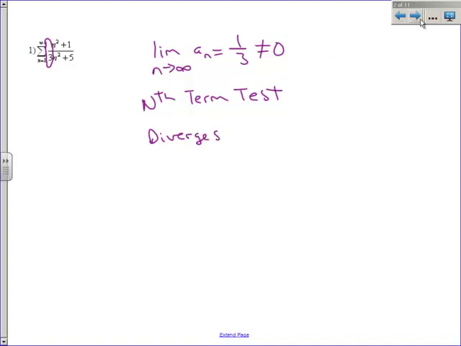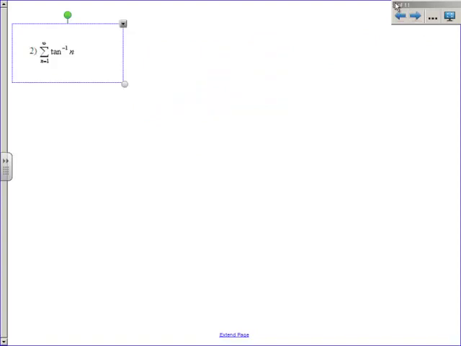All right, so let's go to number 2. You were only supposed to tell me if the nth term test applied or not. And if not, you were supposed to see if you could figure out what they converge to. But that was just a little gravy, a little bonus to see if you could do that.